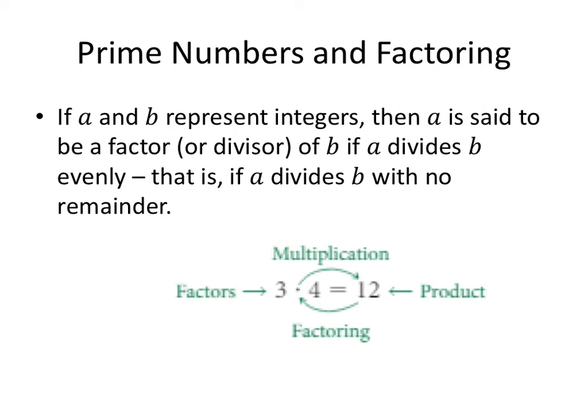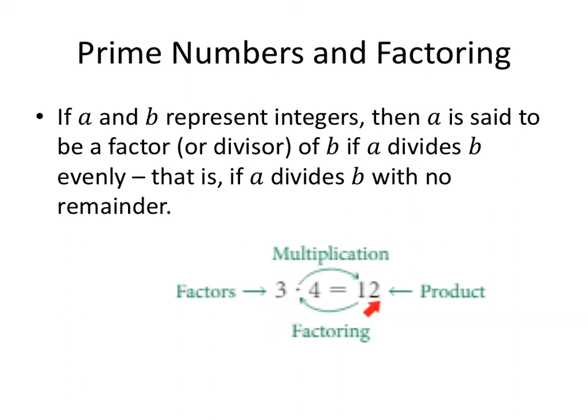Prime numbers and factoring. If a and b represent integers, and integers are the positive and negative counting numbers along with 0, then a is said to be a factor or divisor of b if a divides b evenly. That is, if a divides b with no remainder. So for example, I know that 3 is a factor of 12 because 3 goes into 12 exactly 4 times. When I take my factors 3 and 4 and I multiply them, I end up with a product of 12. If I take 12 and I want to find its factors, I go back to 3 times 4.